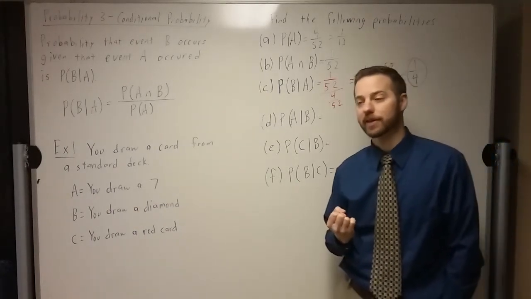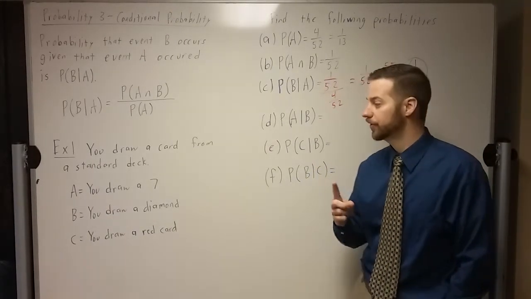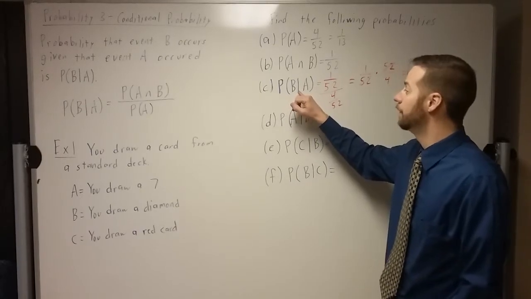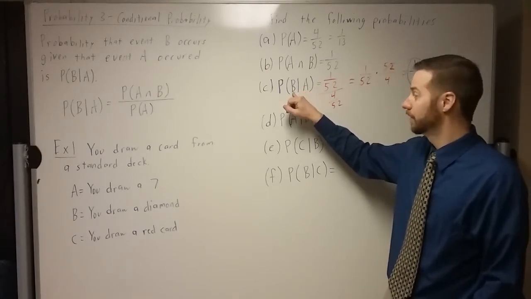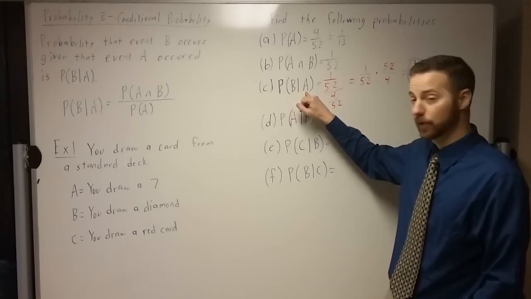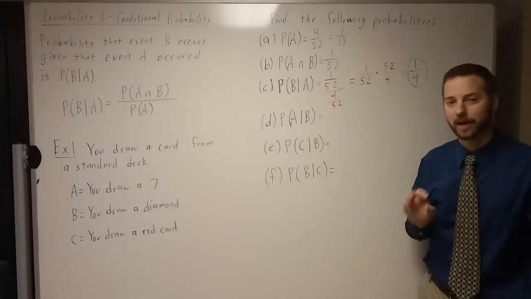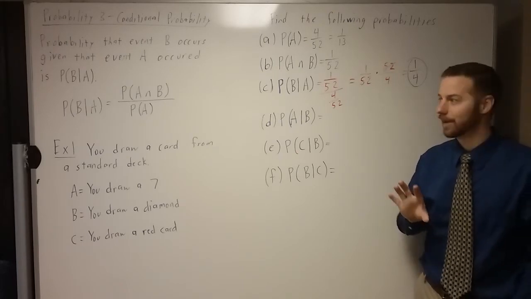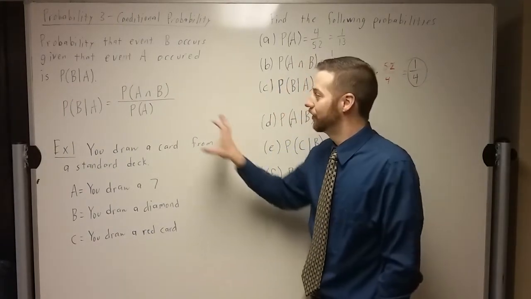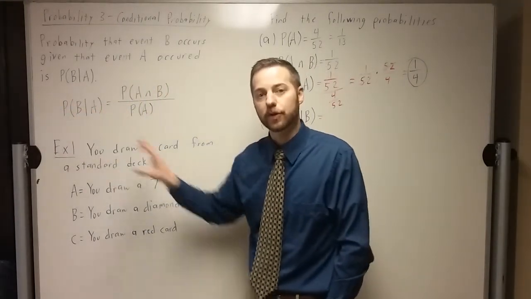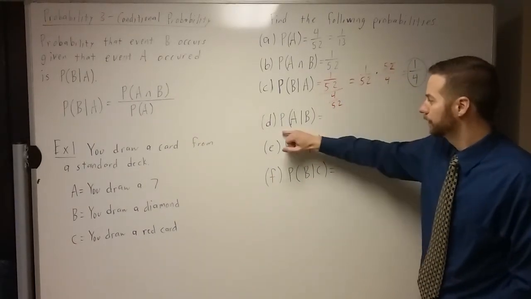Now, of those 7s, how many are a diamond? Just 1. So what's the probability of drawing a diamond if you already know that you drew a 7? Well, there's 1 7 that's a diamond out of the 4 7s total, so it's 1/4. Right, is that making sense how we're getting that? Now, that doesn't mean this formula doesn't work. It works just fine. It just means you don't have to use it if you can reason through what's happening without it.